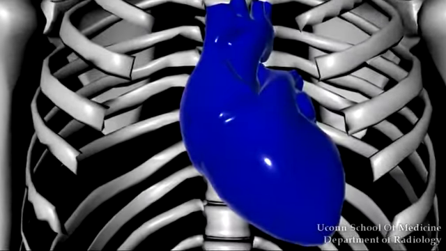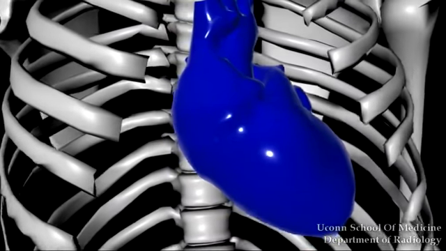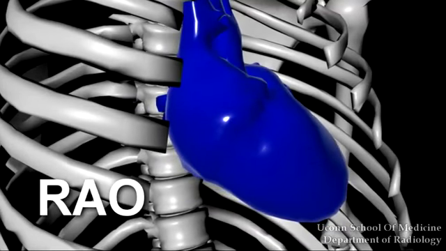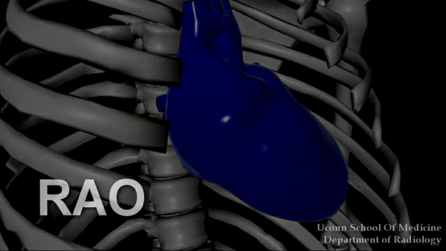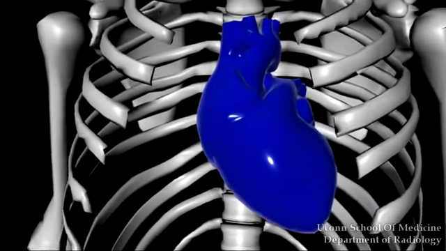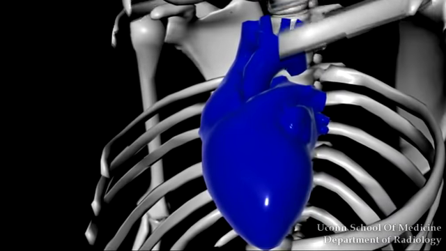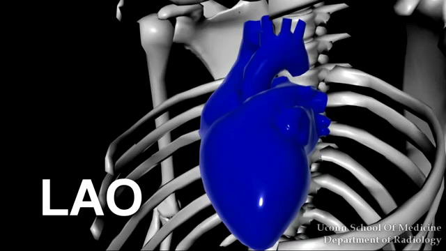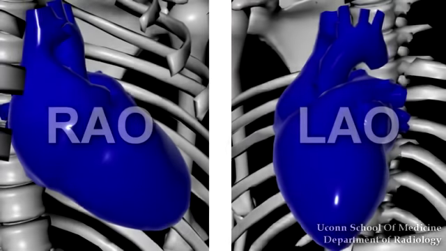When the patient is rotated so that the right shoulder is angled towards the image plate, this is a right anterior oblique view. The heart tends to appear larger and more elongated. When the patient is rotated just the opposite way, this is a left anterior oblique view. The heart appears less elongated and more globular. Here are both views, side by side, for your comparison.